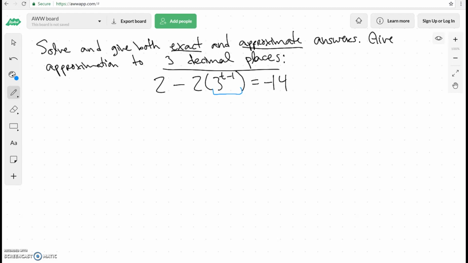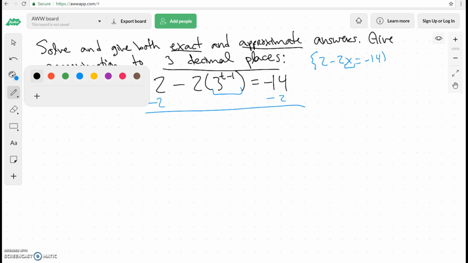See how whatever is raised to the power of the variable, that's what you want to isolate. So you can think about this problem kind of like 2 minus 2x equals negative 14. Imagine that that exponential part is just the x, and you just want to do the same thing that you would do to solve this regular equation. So the first thing that I want to do is subtract this 2.